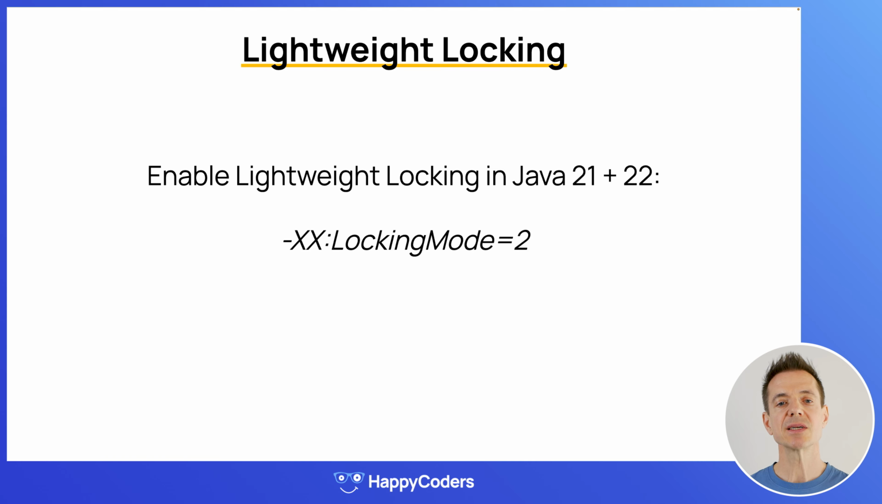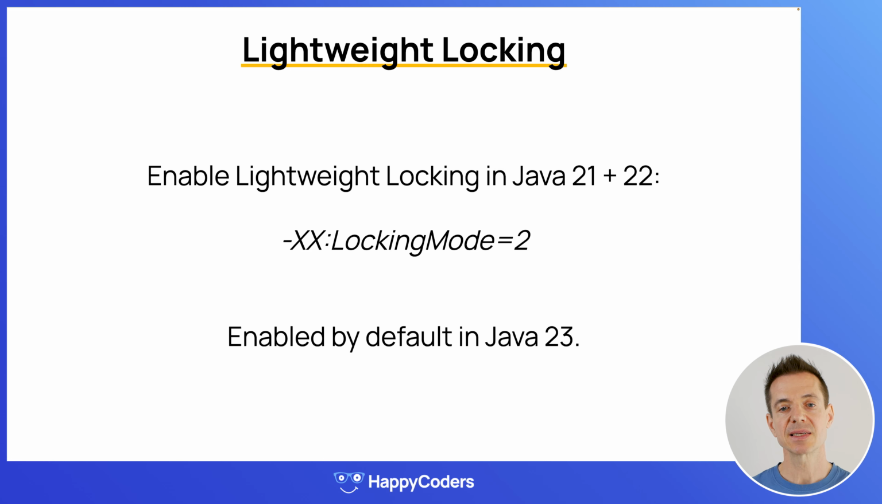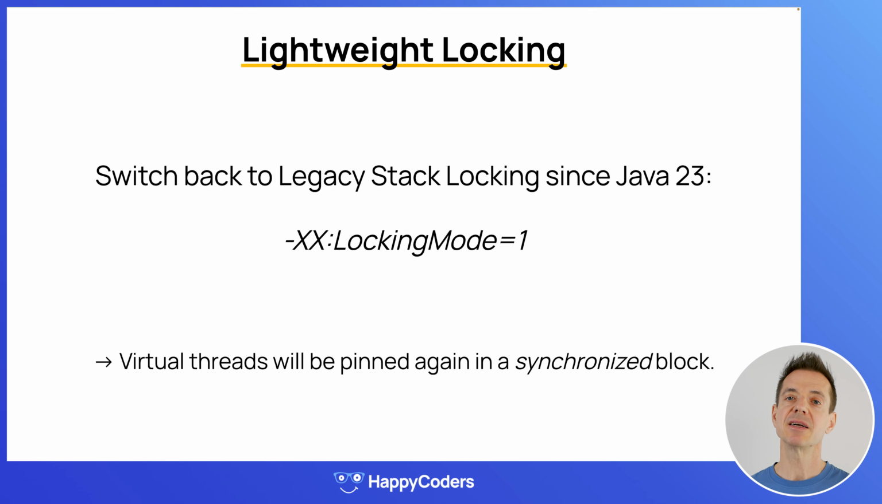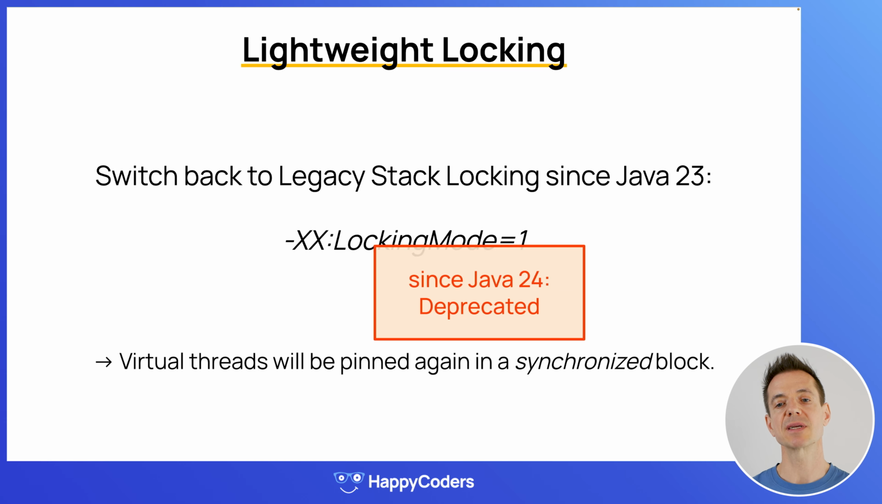In Java 21 and 22, lightweight locking must be enabled via this VM option: -XX:LockingMode=2. Starting with Java 23, lightweight locking is enabled by default. However, you can switch back to legacy stack locking using this VM option: -XX:LockingMode=1. But then virtual threads will be pinned again. And that's why the option was immediately marked as deprecated in Java 24.